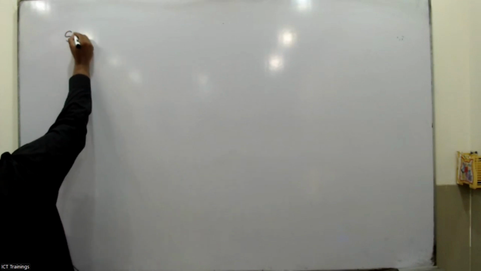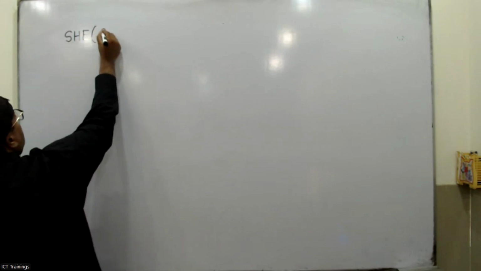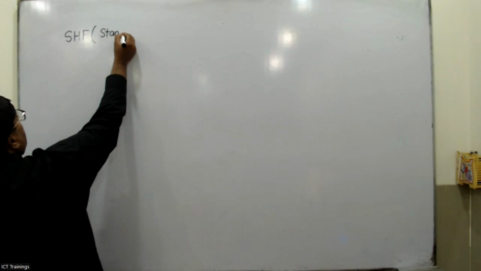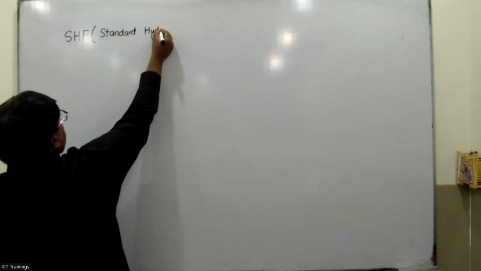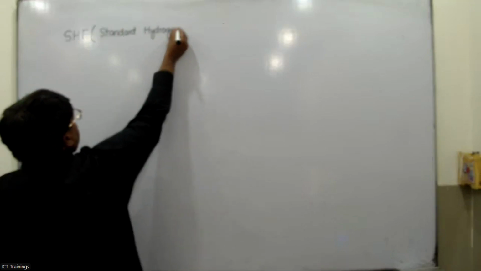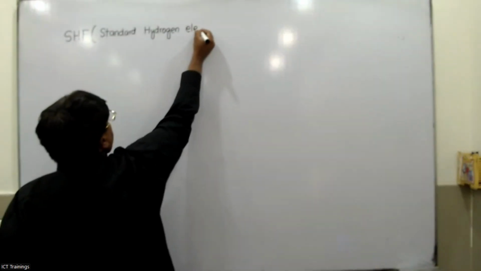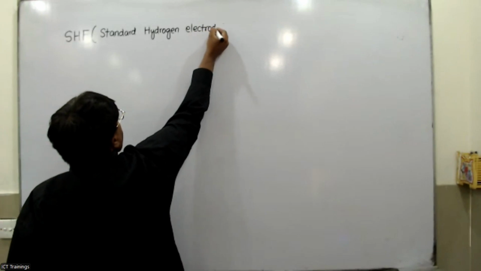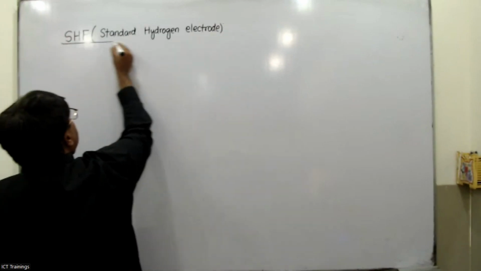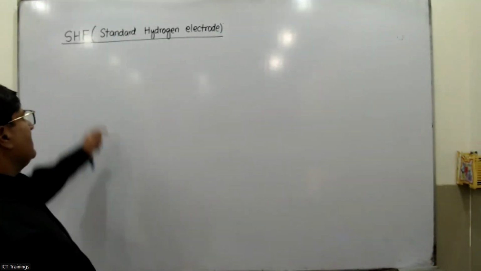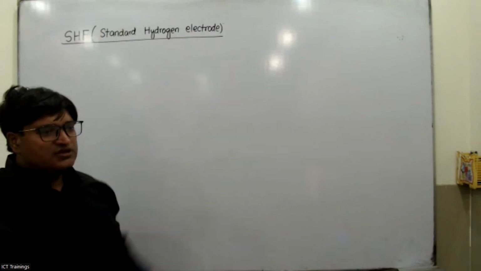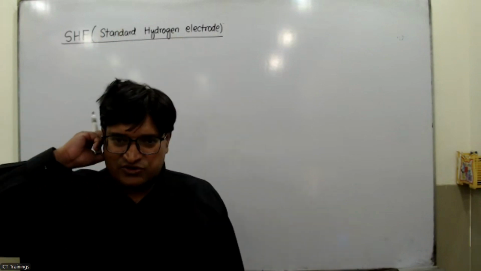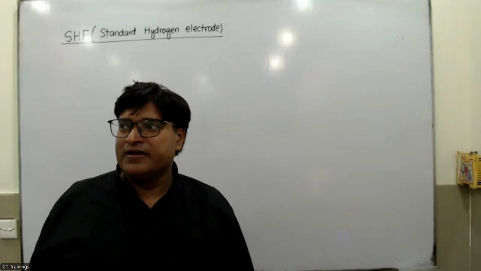SHE. So this is called the standard hydrogen electrode. SHE: S for standard, H for hydrogen, E for electrode. So standard hydrogen electrode is called the SHE.